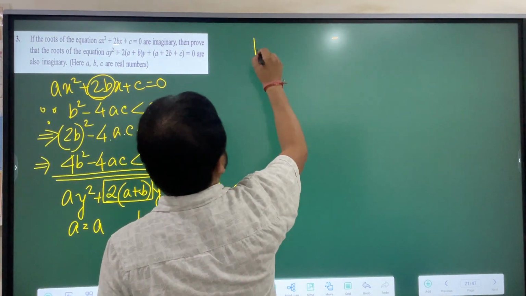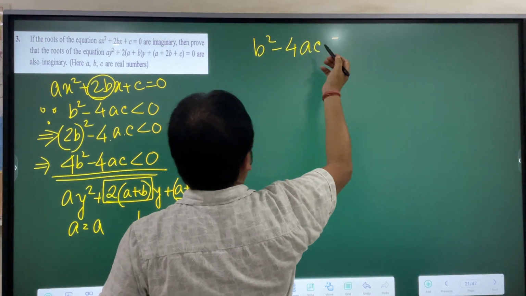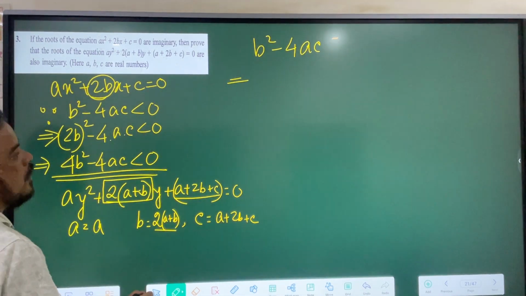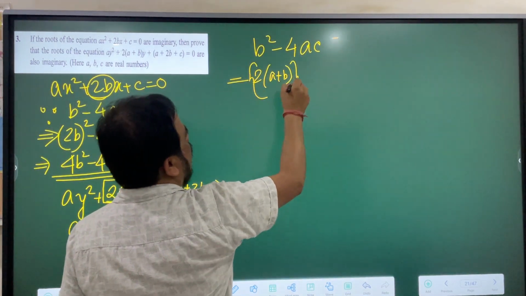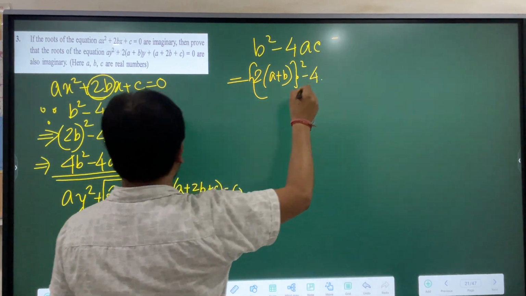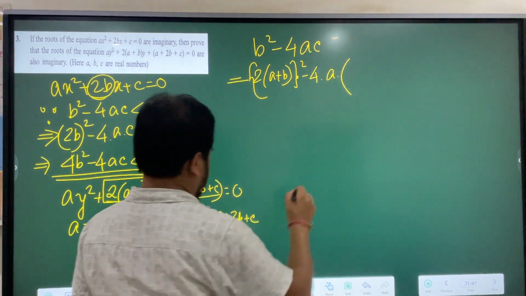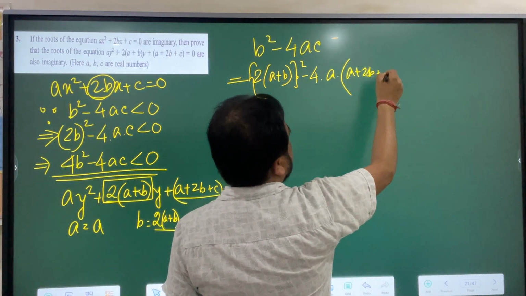Now we will apply the b square minus 4ac formula, but we will not write less than 0 because we don't know whether it is less than 0 or not. So b square, this is b, 2 into a plus b whole square, minus 4 into a, a is a only, c is a plus 2b plus c.